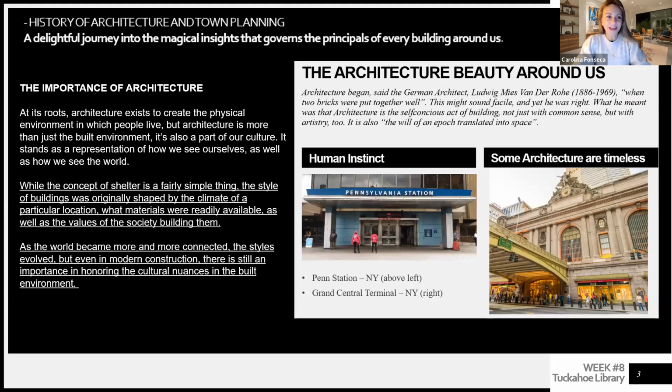Okay, so what exactly did we learn when we spoke about the history of architecture and town planning? Well, basically we went through the idea that architecture is all around us, right? And in this big white box here, we see that architecture began, said the German architect Ludwig Mies van der Rohe, who was born in 1886, and unfortunately he left us in 1969, when two bricks were put together. Well, that's architecture. This might sound very easy, and yet he was right.